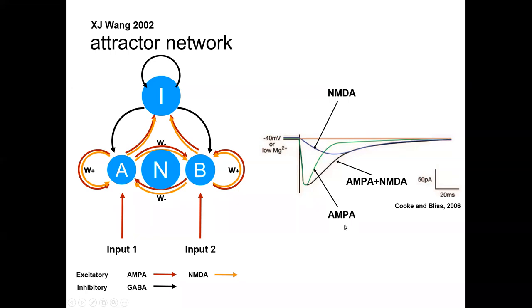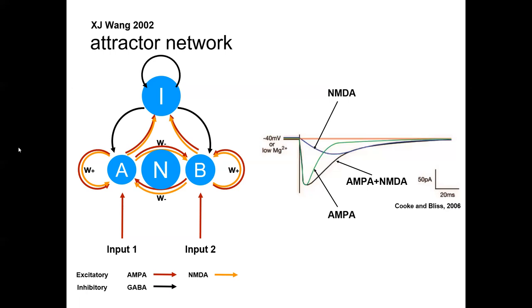So that means the AMPA channel has a very fast dynamics. But on the other hand, the NMDA channel has a slow rising phase and a very long decay phase, very long decay time constant. So overall, when you put these two together, which is the black curve here, you get a fast rising phase and a slow decay phase. And later on, I will tell you the significance of this difference.